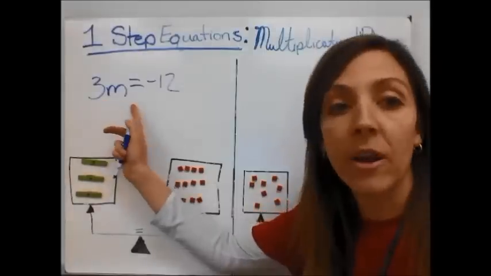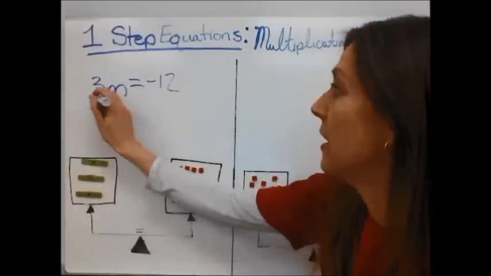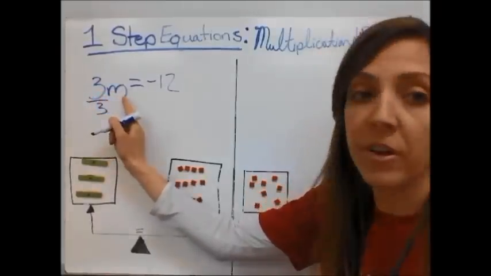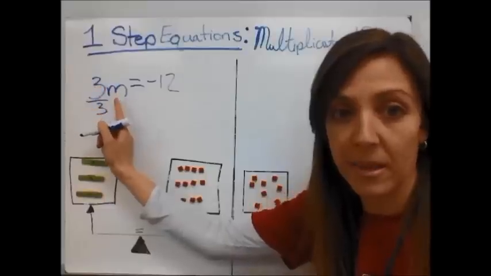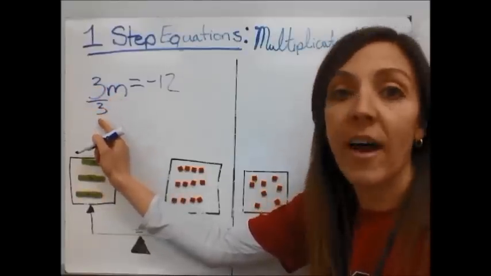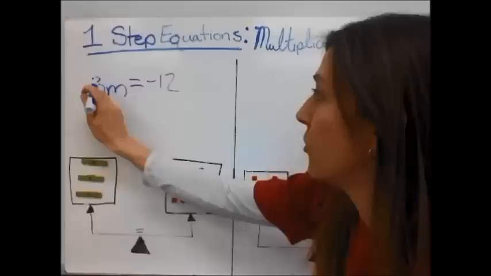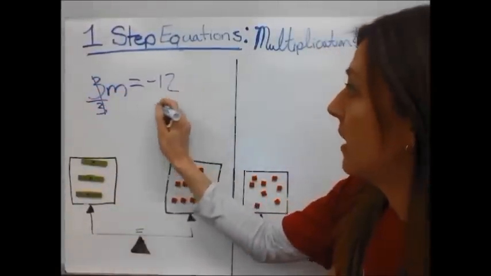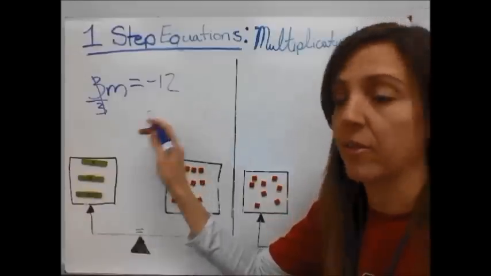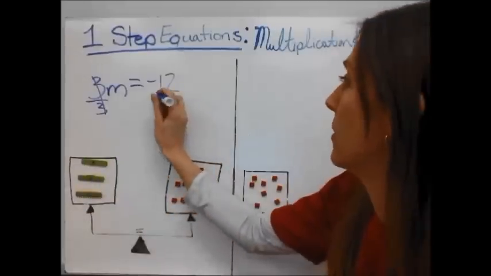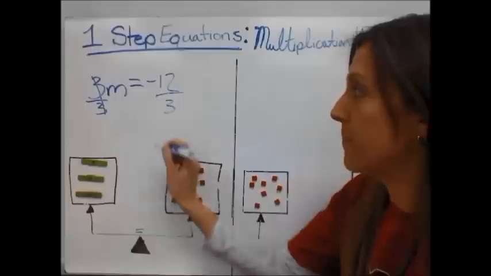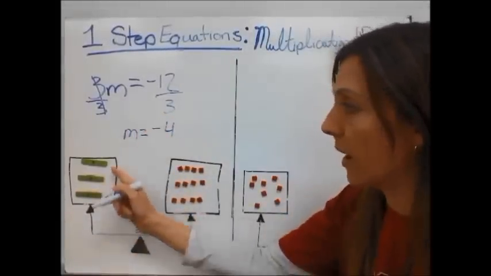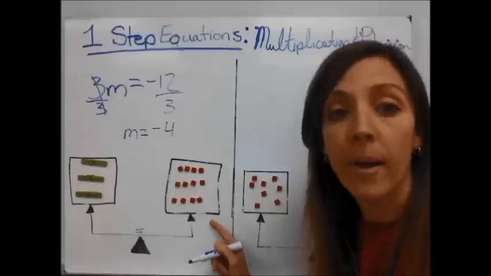Well, the inverse operation of multiplication is division. So I'm going to use the opposite operation of multiplying, which is what 3m is, and I'm going to divide 3 divided by 3, which gives me just m. And whatever I do to one side, I have to do to the other. If I split this into groups, I have to split this into groups. So I'm going to divide over here by 3, and that gives me negative 4. So m equals negative 4, and I can see that that's modeled here on my algebra mat.